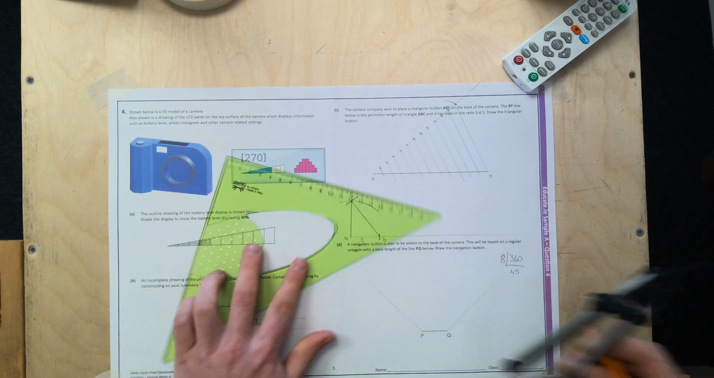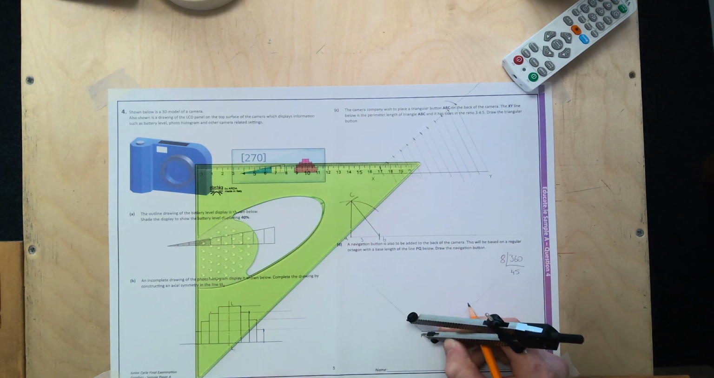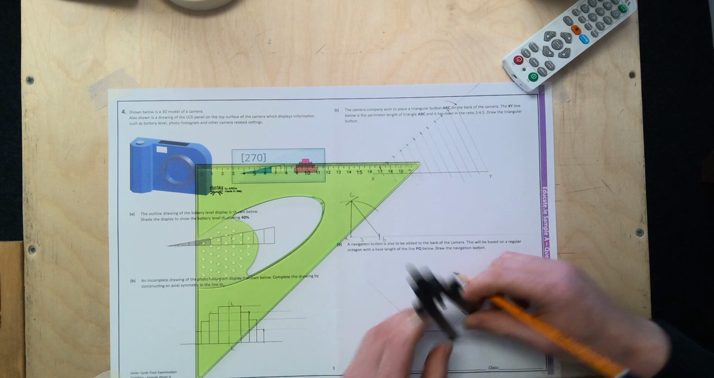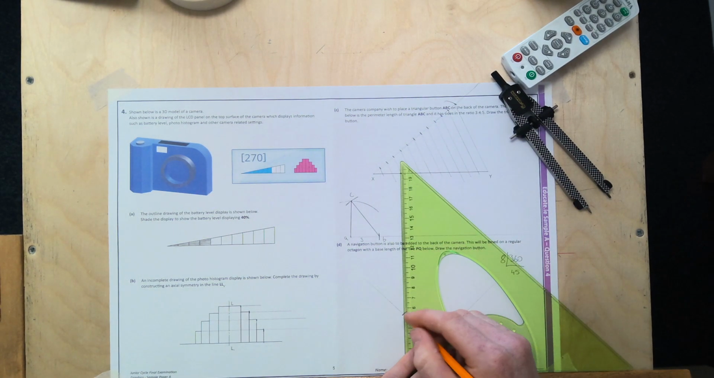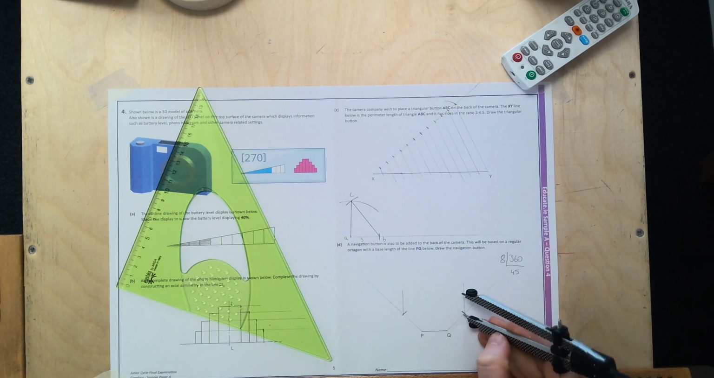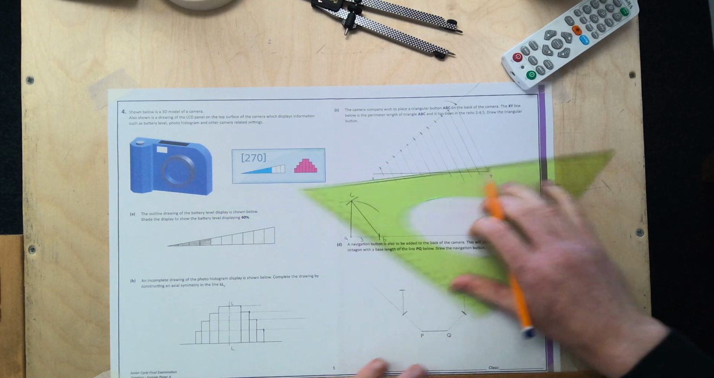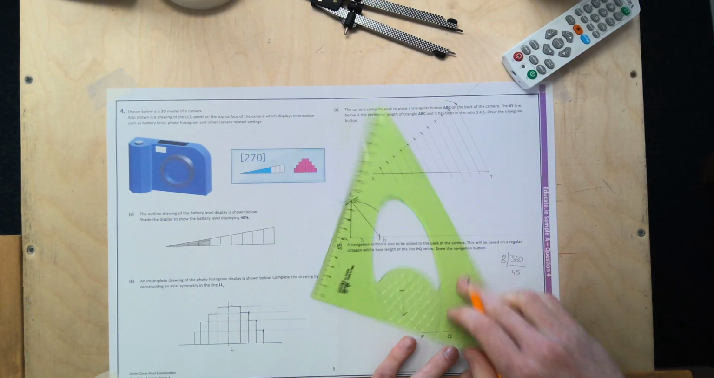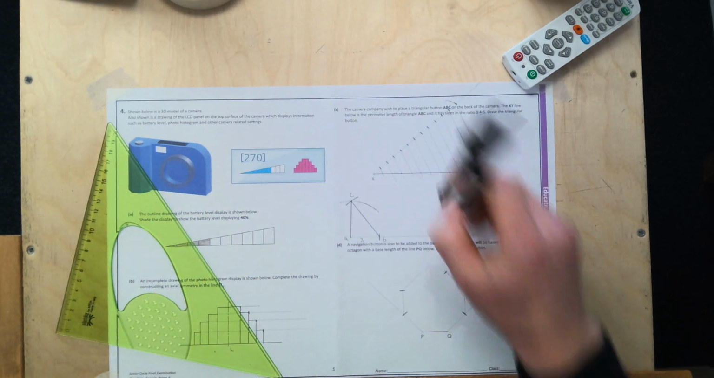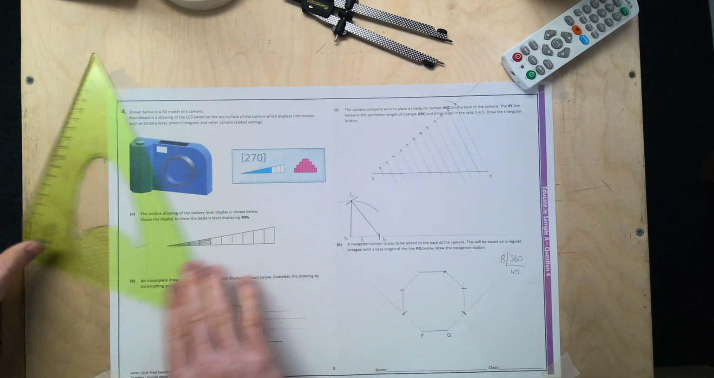Alright, it says it's a regular octagon, so that means all the side lengths are the same also, okay? So get the length PQ on your compass, swing it from each side. Swing it again. And that's that part of the question done.